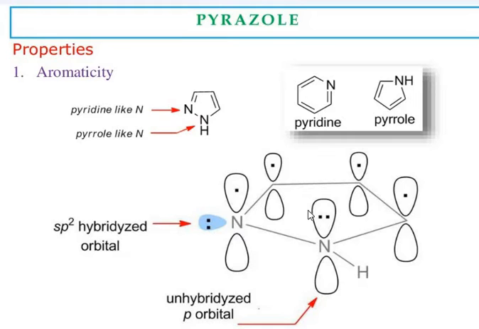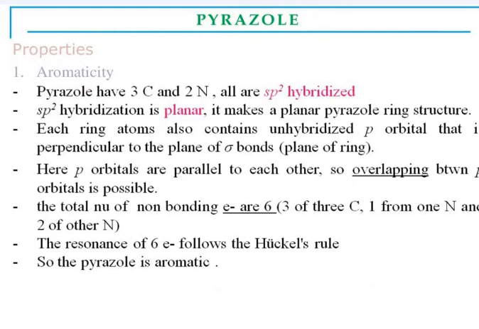So if you draw this structure, it will look like this. This nitrogen has a lone pair of electrons and this nitrogen has an sp2 hybridized orbital and an unhybridized p orbital. So this is the molecular orbital of pyrazoles. Now these are some important properties. Pyrazoles have 3 carbon, 2 nitrogen. You can check it. sp2 hybridization is planar. It makes a planar pyrazole ring structure.